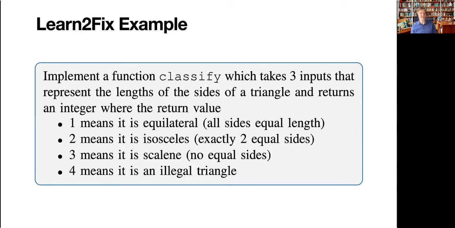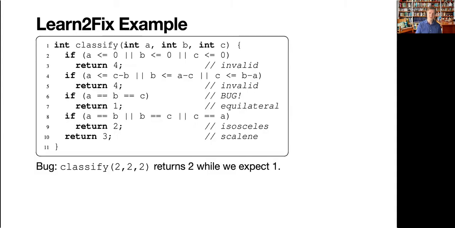Here's an example. This is the classical triangle example that you find in software testing textbooks. You're supposed to implement a function called classify, which takes 3 inputs that represent the length of the sides of a triangle and returns an integer which represents whether the triangle is equilateral, isosceles, scalene, or not a triangle at all. Here's an implementation which is buggy. We see, for instance, if the integer values for these three sides are negative, there's an invalid triangle. If these three sides don't add up, so one side is less than or equal to the third side minus the second side, then the triangle is invalid as well.